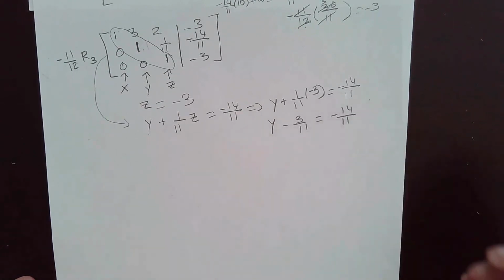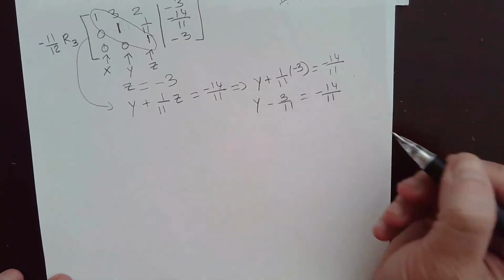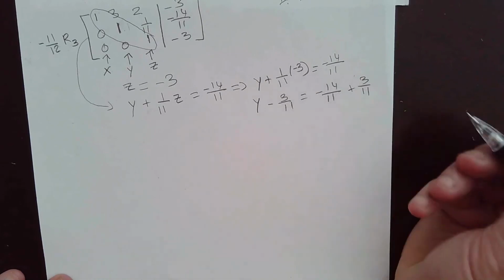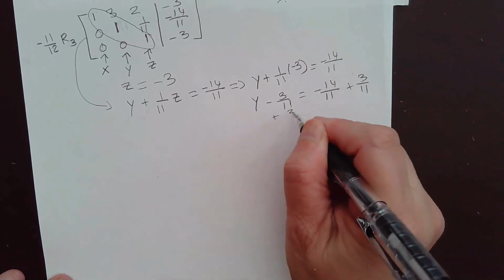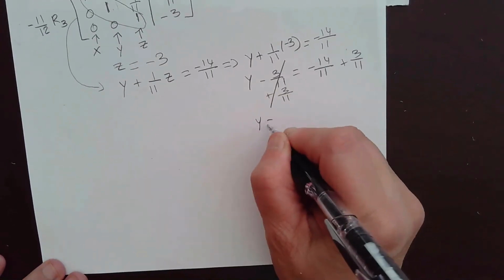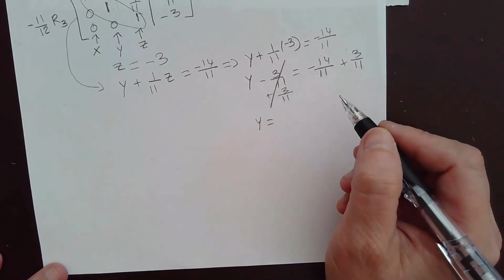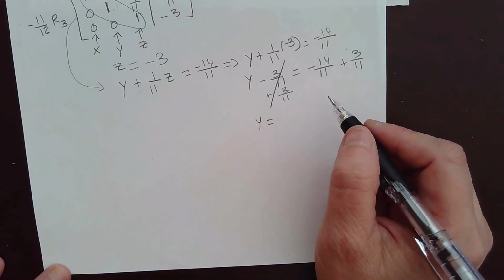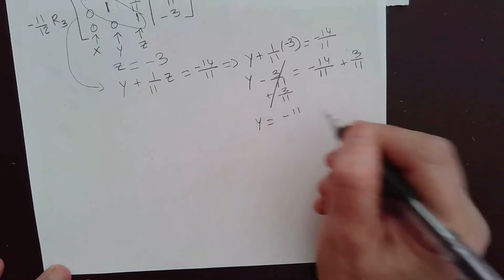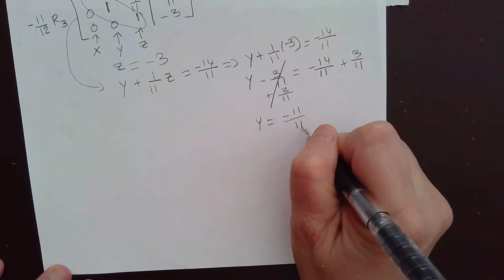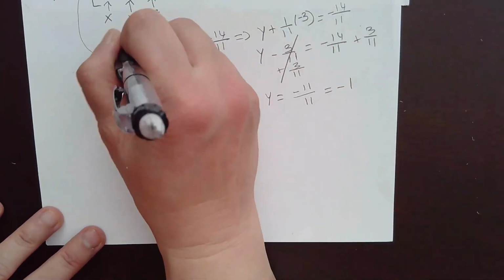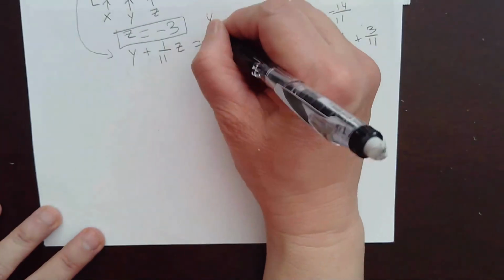You can, if you want, multiply by the LCD, which is 11. I do not recommend it. Simply add 3 over 11 on both sides. So this is going to cancel, and what you are left with is y equals, now we have the same denominator, negative 14 plus 3 is negative 11, right? Over 11, which is negative 1. So now we have the solution z equal to negative 3 and y equal to negative 1.